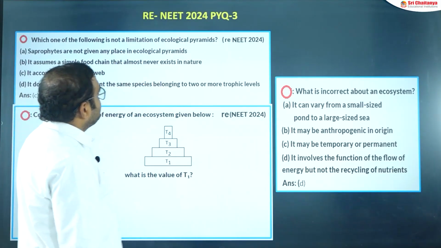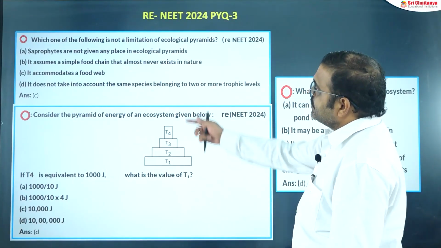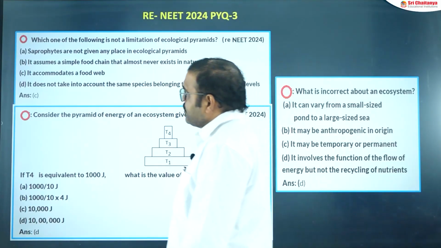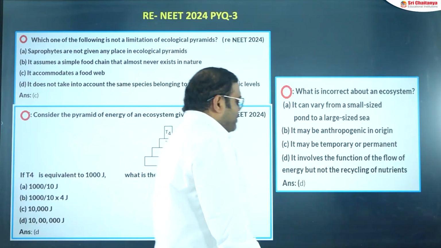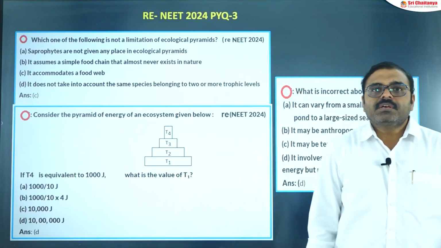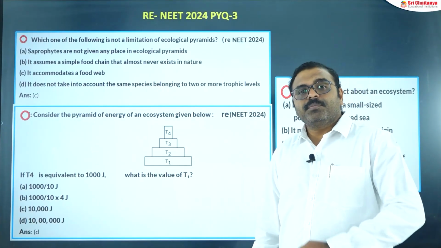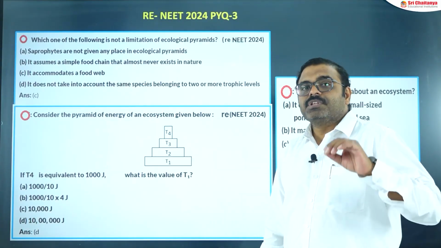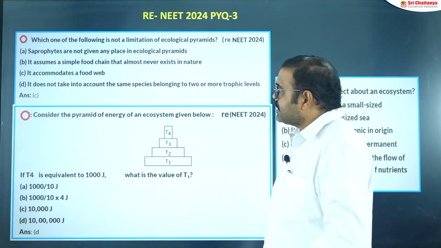Next, in the 2024 re-NEET exam, the question is: the following are not limitations of ecological pyramids. Here, the statement that it accommodates the food web is a wrong statement. Actually, this one does not accommodate the food web. Ecological pyramids explain only food chains, not food webs. Food chains are almost never possible to exist. That is a statement in NCERT.